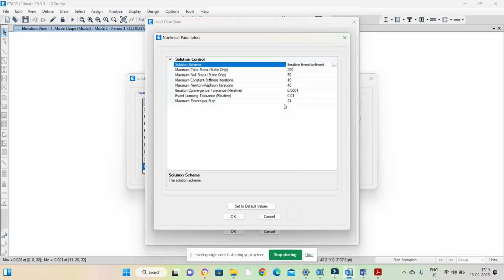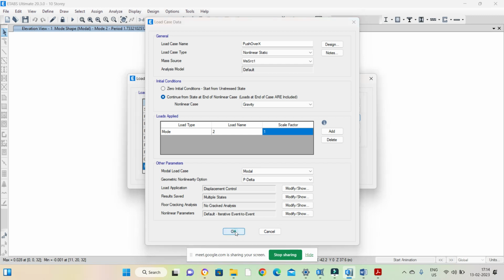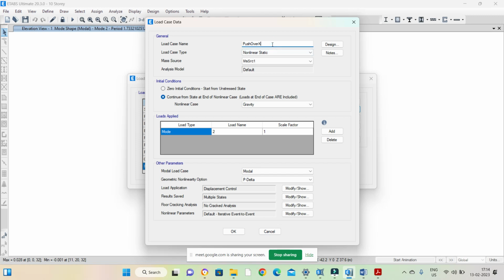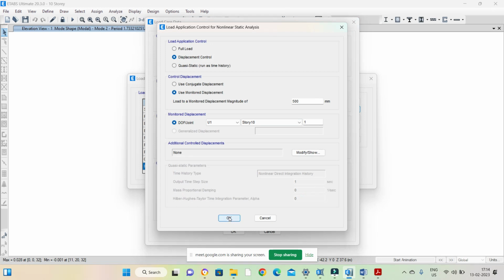Then these are the numerical analysis parameters. If you have knowledge you can change this, otherwise keep it as default. So this is about the pushover in x direction load case. Similarly we can copy this for y direction also. So I'll change the name here to y, nonlinear static. Again it starts from gravity, and now mode will be 1 because we have seen the fundamental mode for y direction is 1, and the remaining thing already we have done.